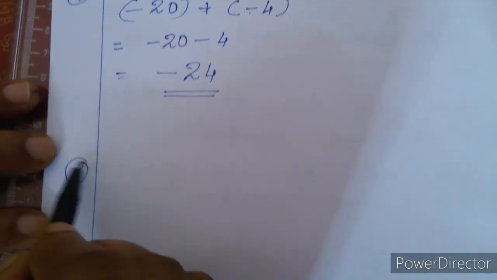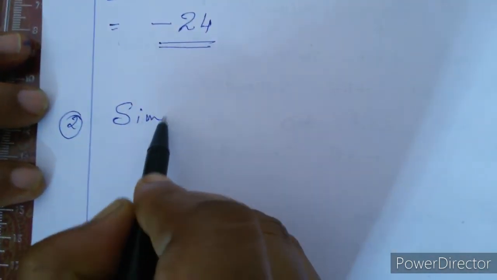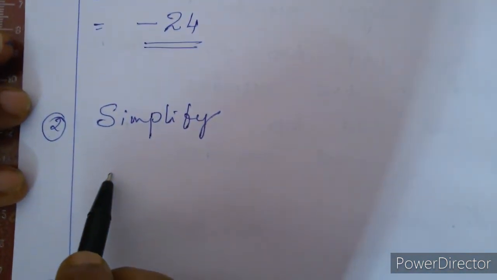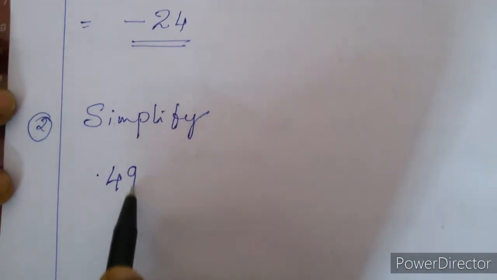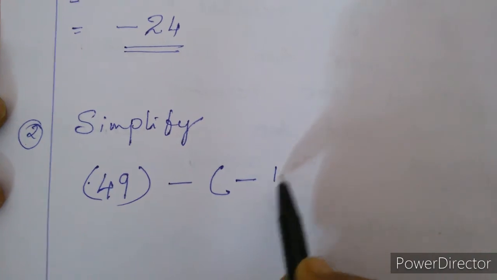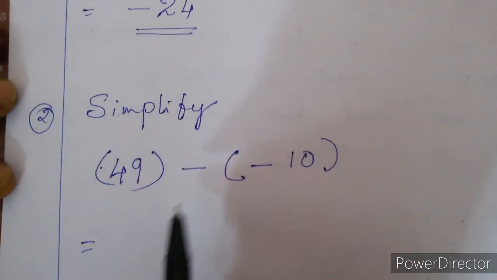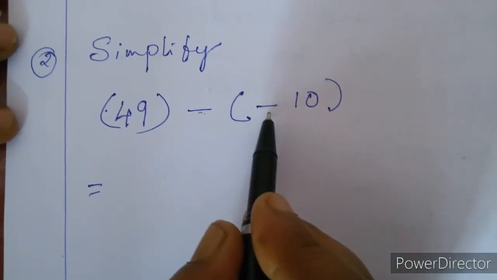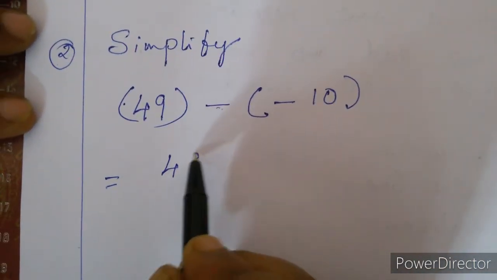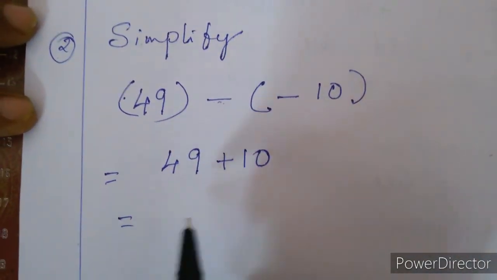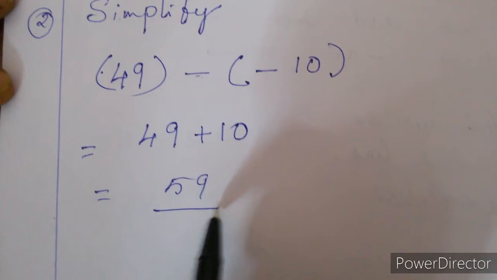Now, one more question we can try. Simplify 49 minus minus 10 equals. Here two minus signs are coming together. So we have to multiply the signs, minus into minus, plus. So what are we getting? 49 plus 10. 49 plus 10 equals how much? 59.